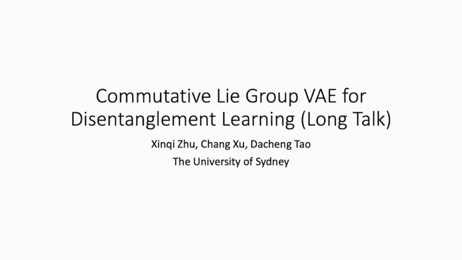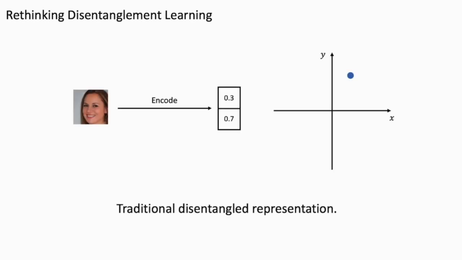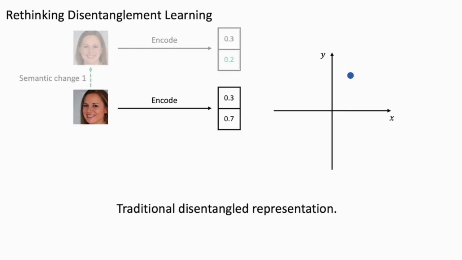In this work, we will introduce an unsupervised disentangled representation learning method using group structures. In traditional disentangled representation learning, we encode an image as a vector. When the image changes by a certain semantics, we expect the latent representation to vary along a single dimension. Usually, the embedded sample is moved along a latent direction.